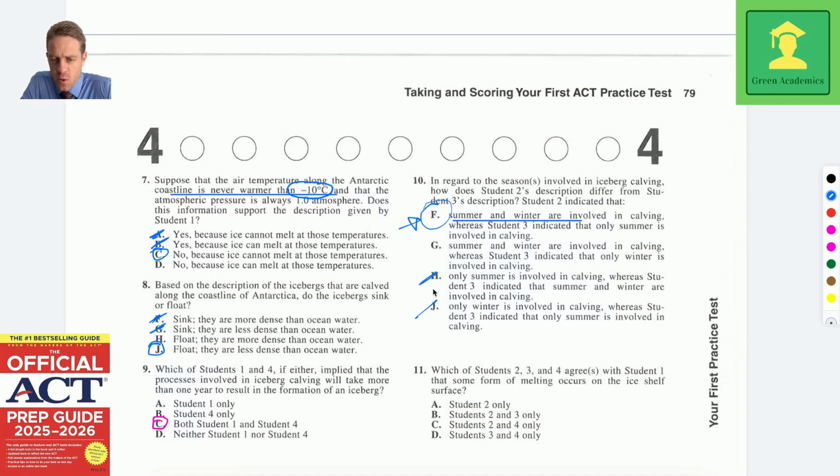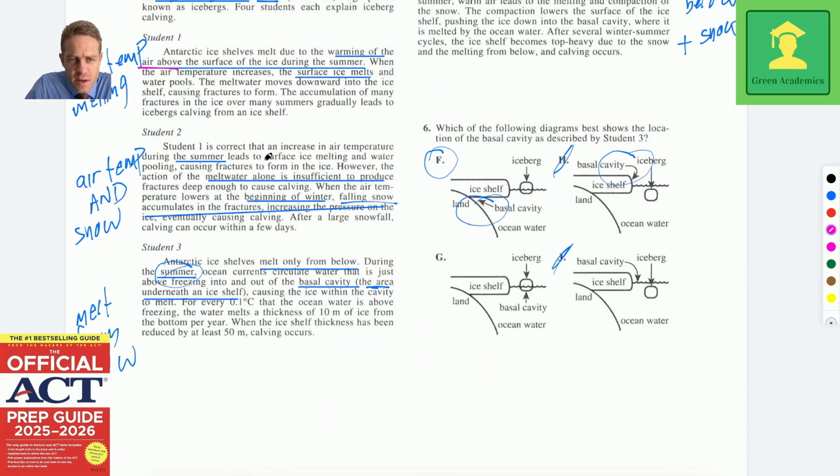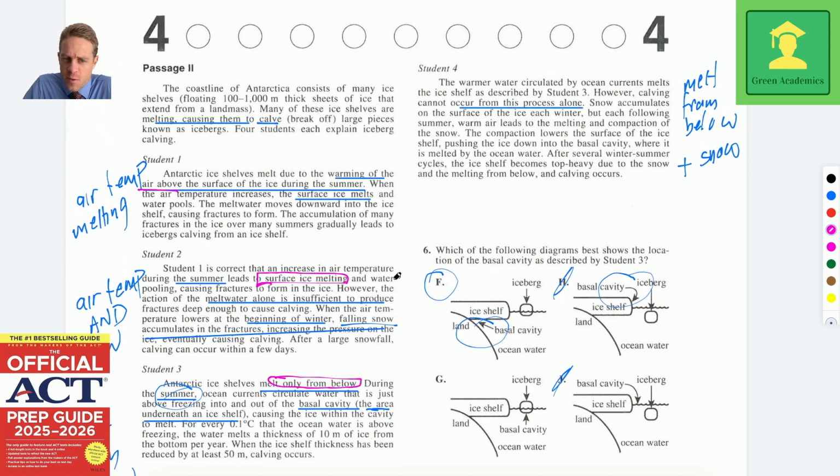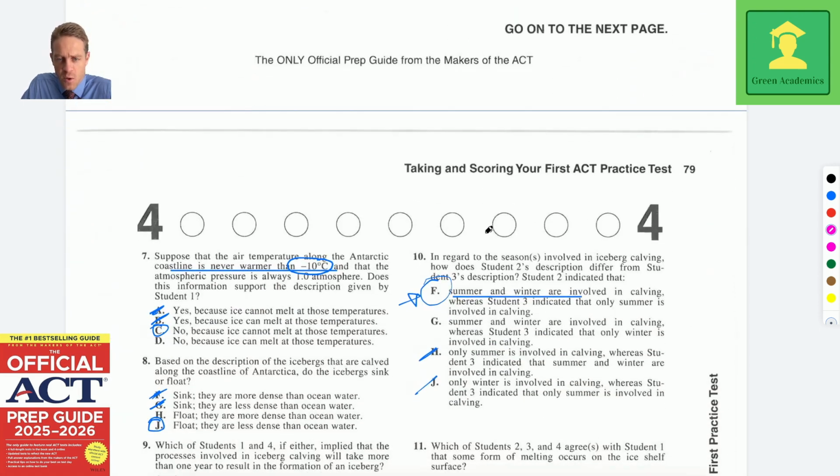Which of students 2, 3, and 4 agree or agrees with student 1 that some form of melting occurs on the ice shelf surface? Well, I thought student 2 agreed surface ice melting, so yes to 2. And then 3 said only from below, so not on the surface. But what about person 4? Yeah, it melts as described in student 3, which is from below. However, calving cannot occur from this process alone. Snow accumulates on the surface, but each following summer, warm air leads to the melting and compaction of the snow. So there actually is some that's on the surface also for 4. So it's 4 and 2.